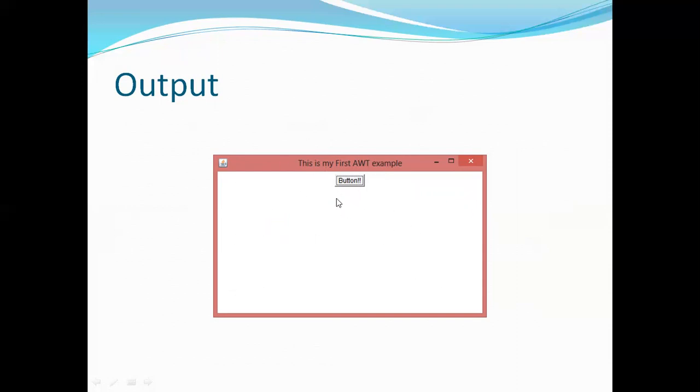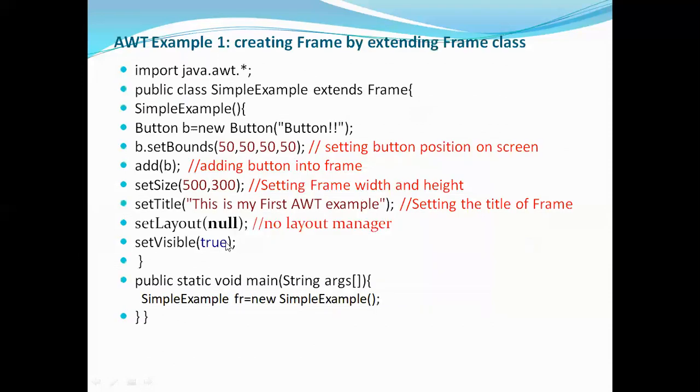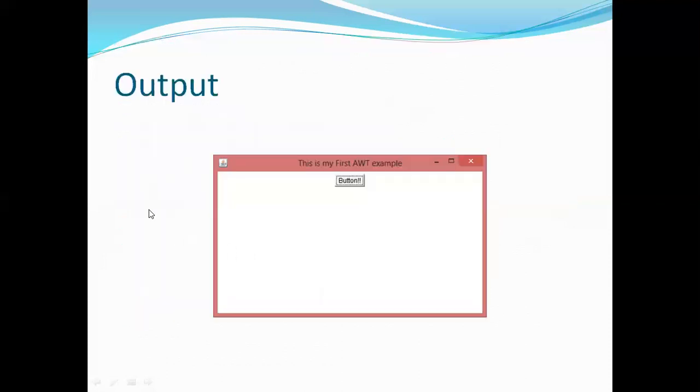But here we have only one, so I'm just ignoring the layout. For that I've just written it as null. Set layout null means I'm not using any layout manager here. And next thing is, whatever frame you have created, I've given the name and some size. Now I have created a button and added it to the frame. Next, you should make this frame visible, otherwise it will not be visible.